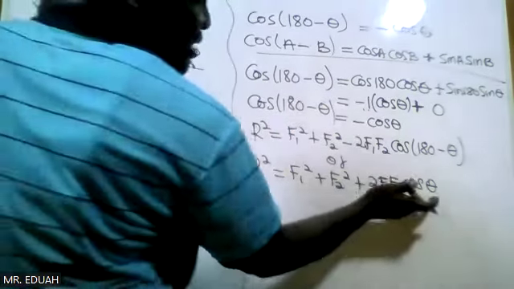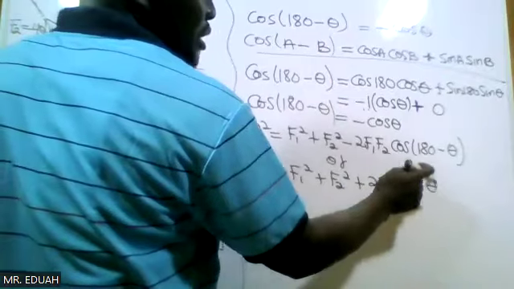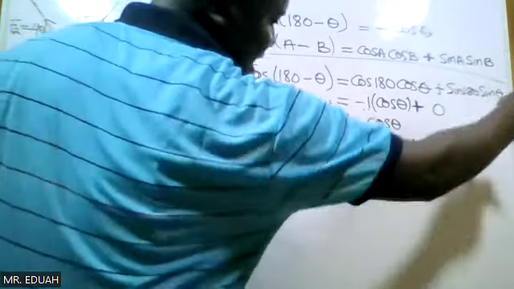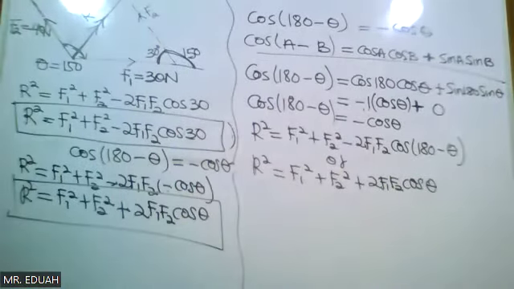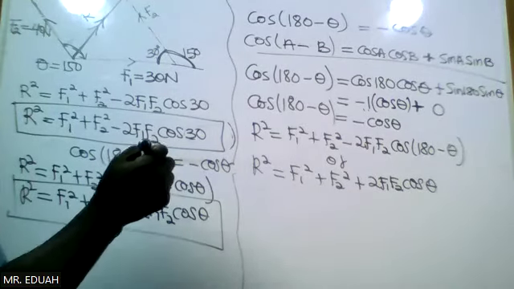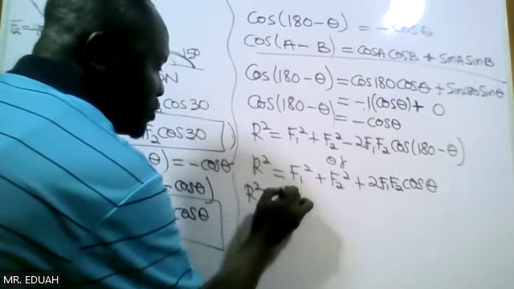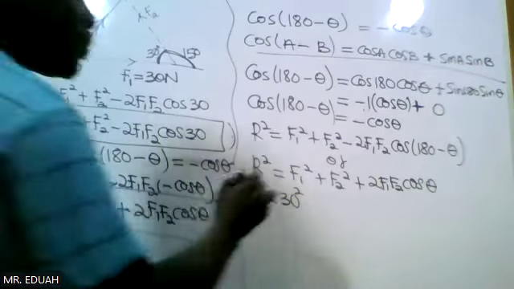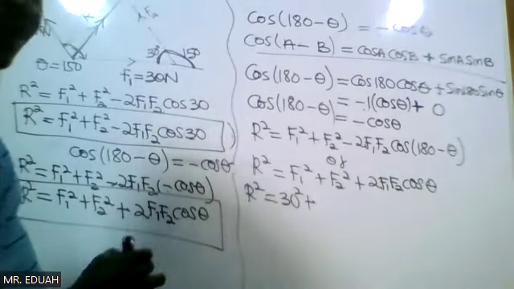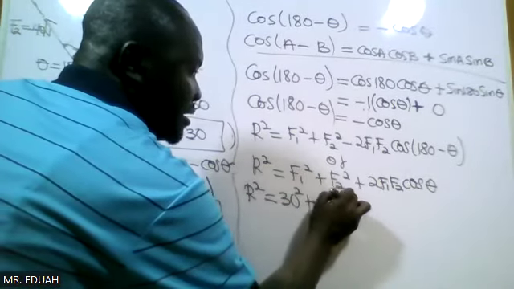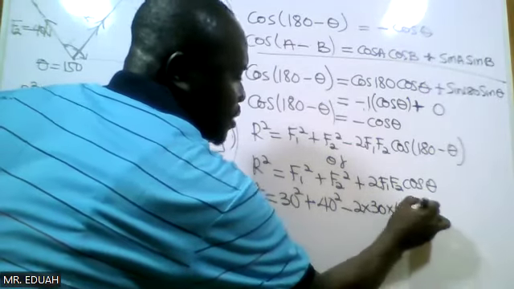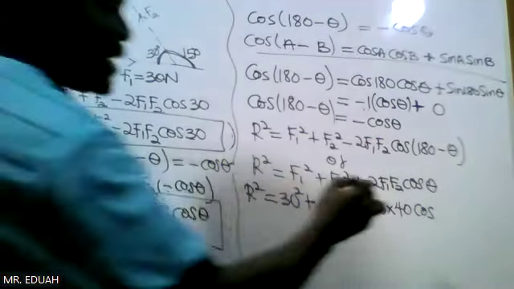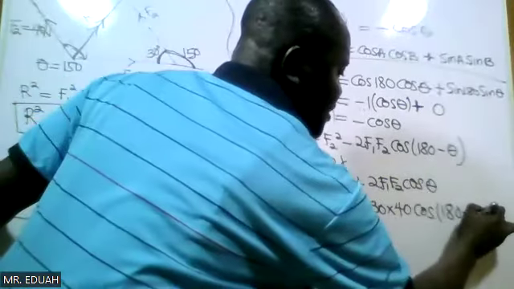And here I get this because I am substituting cos(180 minus theta) to be negative cos theta. So negative, positive. If you use any of this, you need to get the same answer. So what is F1? F1 is 30. So R squared is equal to 30 squared plus F2. F2 is 40. 40 squared minus 2 times 30 times 40 cos 180 minus theta, where theta is 150.